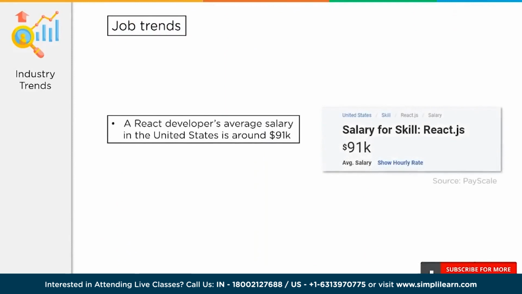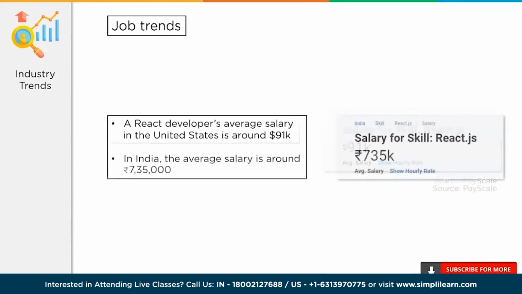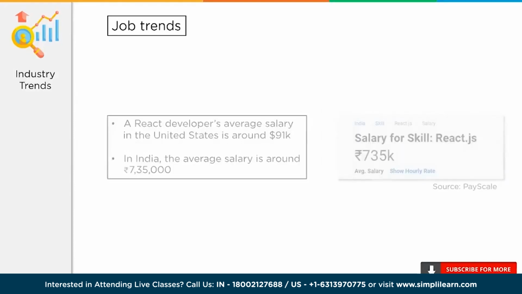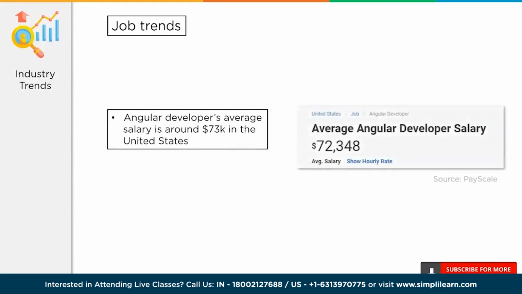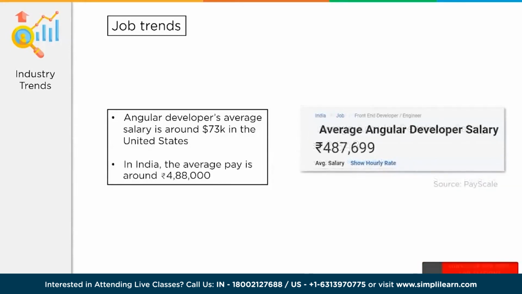Moving on to job trends, a React developer's average salary in the United States is around $91,000 per annum. In India, the average salary of a React developer is around 7.35 lakhs per annum. When it comes to Angular, the average salary of an Angular developer in the US is around $73,000. When it comes to India, the average salary is around 4.88 lakhs per annum.